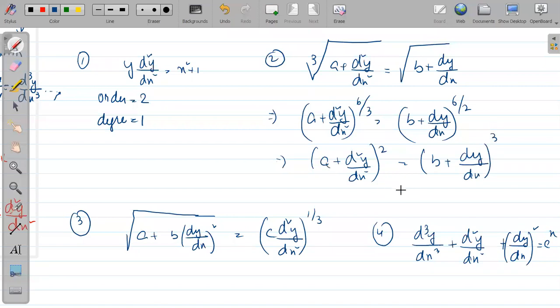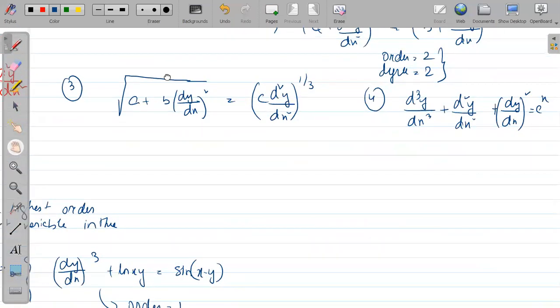What is the order if you observe? The highest order derivative is this one. Order is 2. Now can you tell me what is the degree? Sir, if you square it and write it as a polynomial, the power of the highest order derivative is 2 only. So degree is also 2. Correct? Yes, sir.